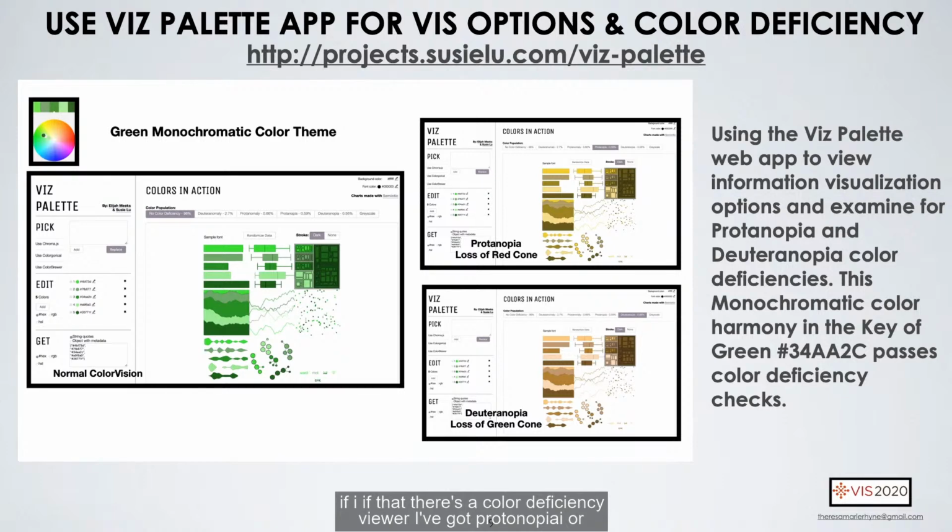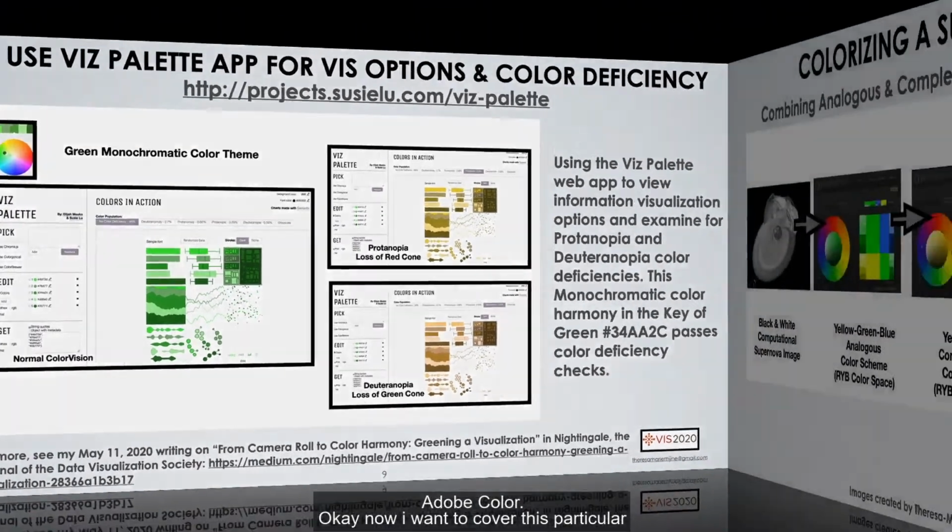I've got Protanopia or Deuteranopia, and the VIS palette provides you both of these. Now this is a nice way of checking any kind of color scheme that you might find or might have created on your mobile devices, and that you might like to check real easily with VIS palette. So I really like this tool a lot, and you'll see in a lot of my writings that I like to combine it with other tools like Adobe Capture and Adobe Color.